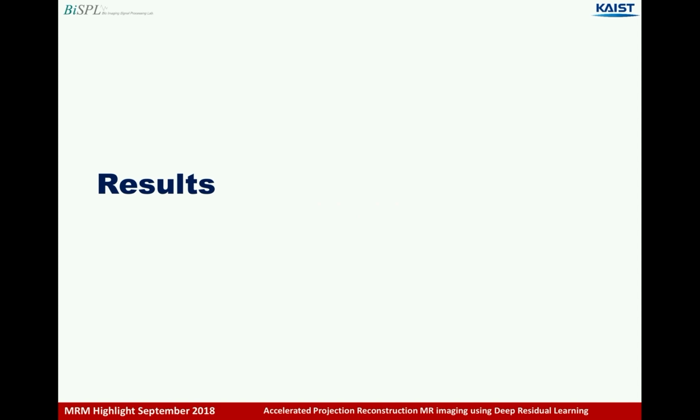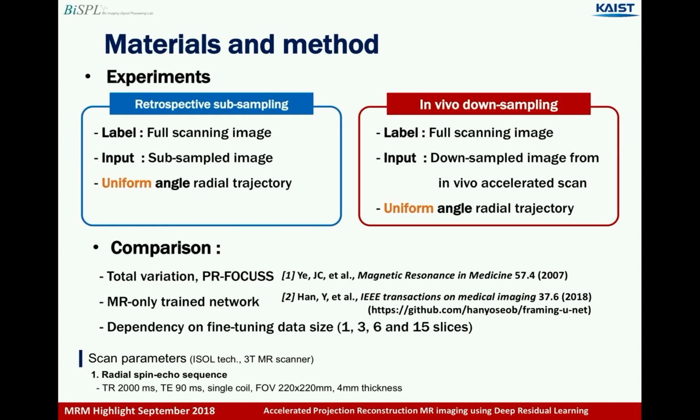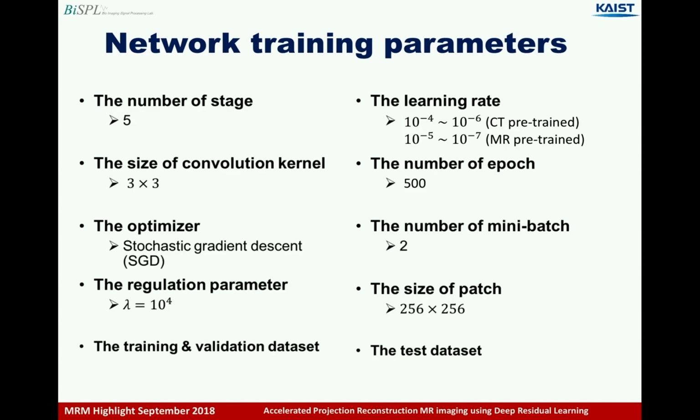Now the experiment results. The experiment is performed for retrospective subsampling and in vivo downsampling. The proposed method is compared with CS methods, such as total variation and PR focus. For the same network structure, the network trained with only MR data is also compared. The network training parameters are as follows.